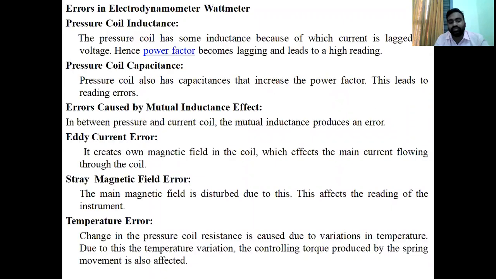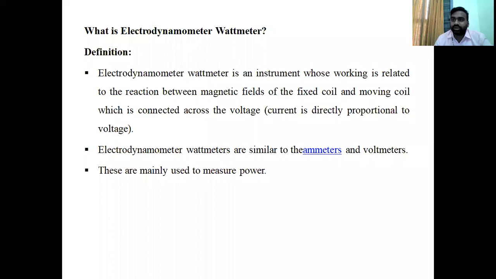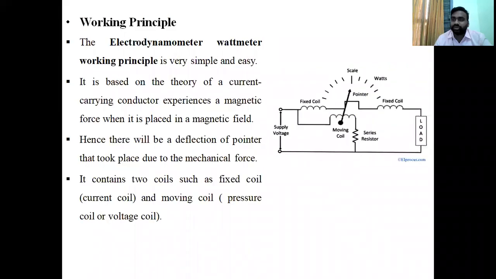So in today's class we discussed the introduction to the electrodynamometer type wattmeter, and we discussed the definition, and we have seen the working principle. What is the relation between voltage and current? The relation between voltage and current is linear. Whenever current flows through the fixed coil, it creates a magnetic flux, and the voltage applied to the moving coil creates a magnetic flux. Between those two magnetic fluxes, the needle will start deflecting. That's what we discussed.